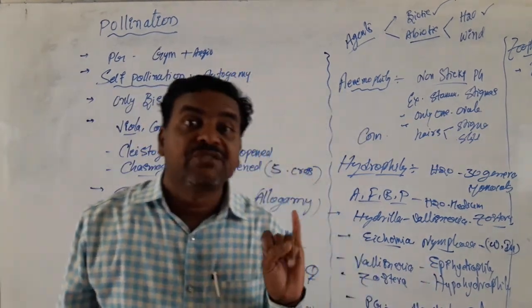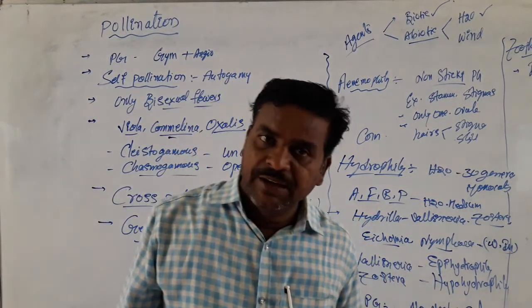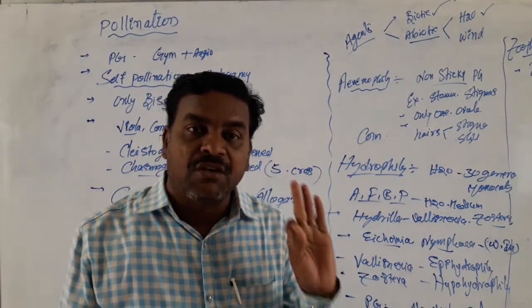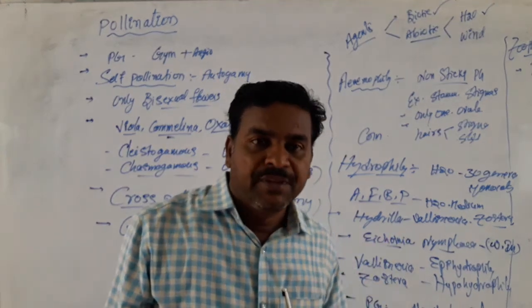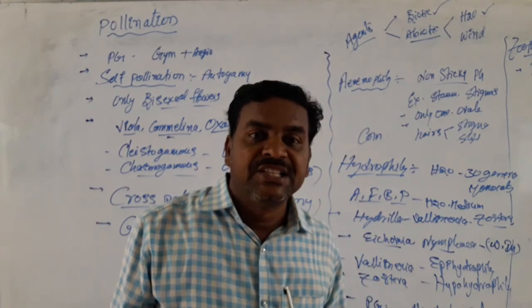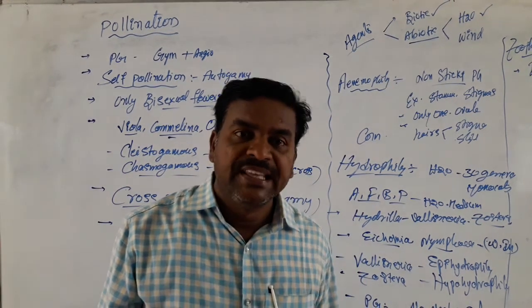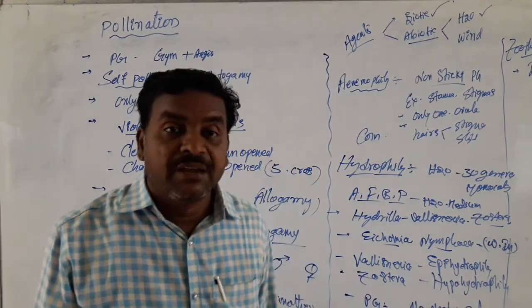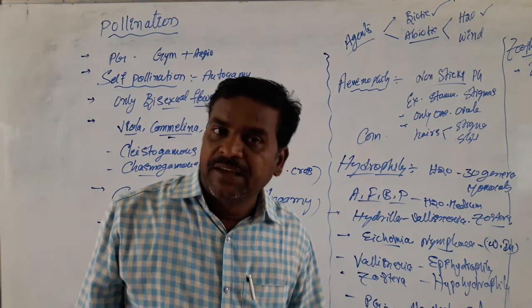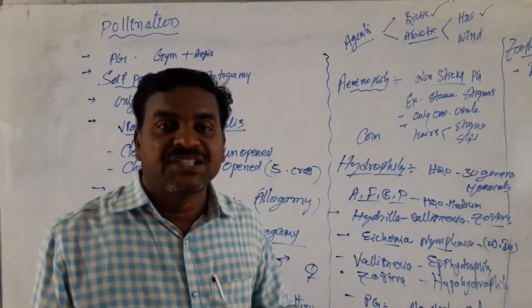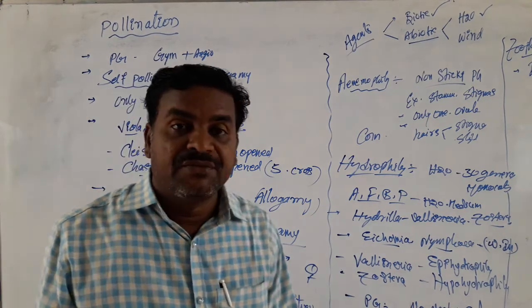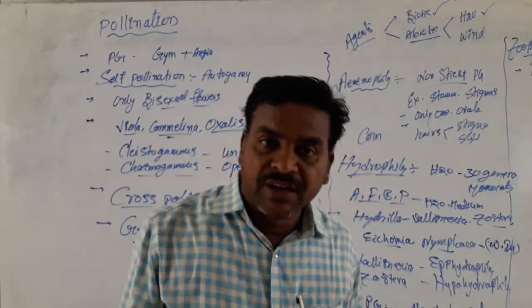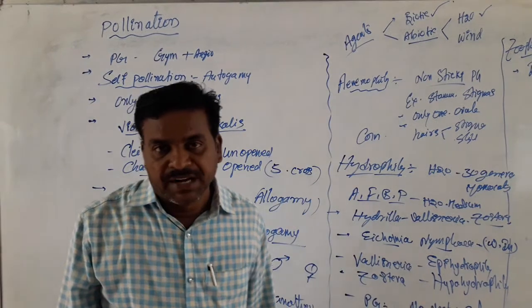Pollination by squirrels is called therophily. Pollination by ants is called myrmecophily. Pollination by snakes is called ophiophily. Pollination by snails is called malacophily. Pollination by birds is called ornithophily, and pollination by bats is called chiropterophily. In this way, different kinds of animals are also used for cross pollination of plants.